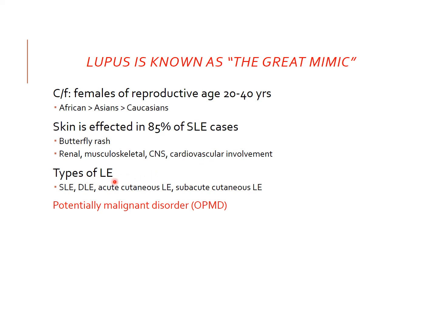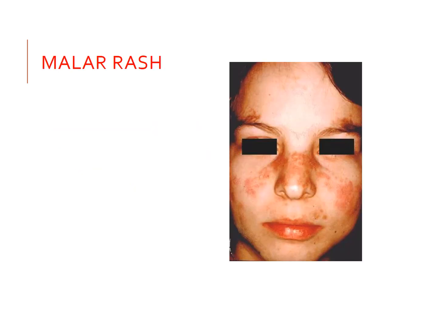The different types of lupus erythematosus: SLE, DLE, acute cutaneous, subacute cutaneous. The most important out of all of this is the fact that it's a potentially malignant disorder when it happens in the oral cavity. As an example of malar rash, which is seen on the patient here, is a typical classical example of systemic lupus erythematosus, rash developing in the malar region of the patient.